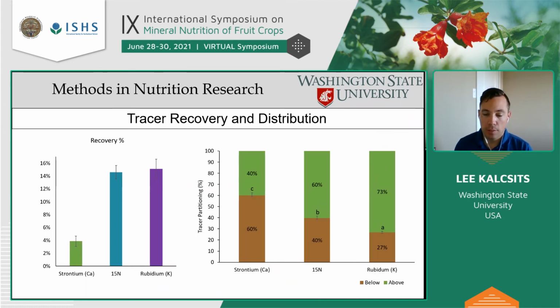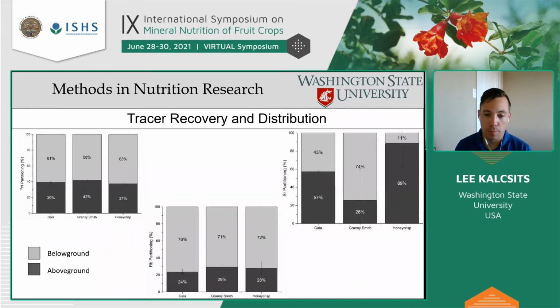Looking at partitioning, we see that more strontium ends up in the roots than the shoots, compared to 15 nitrogen and rubidium, where much more of the rubidium ends up in the above ground tissues, both the stem and the leaves. Indicating again that strontium is just slower in being taken up and moved through the tree.